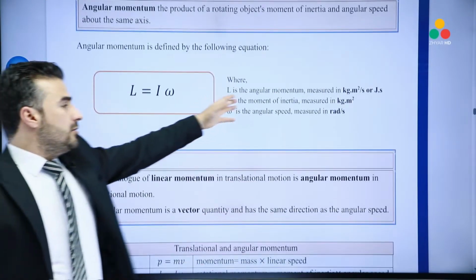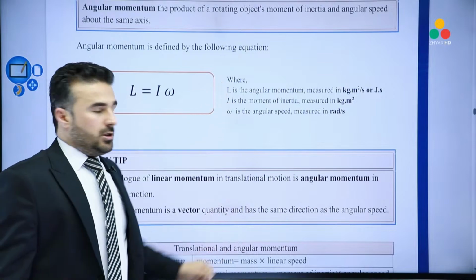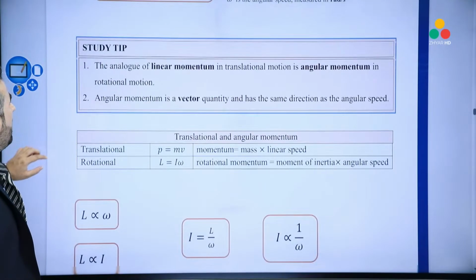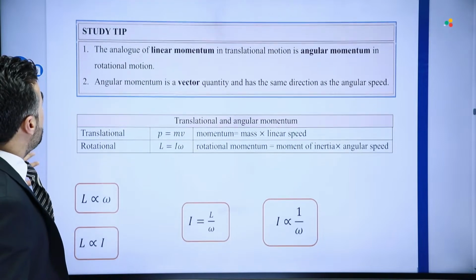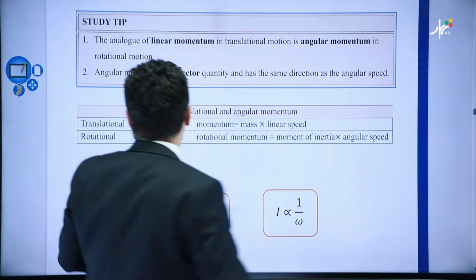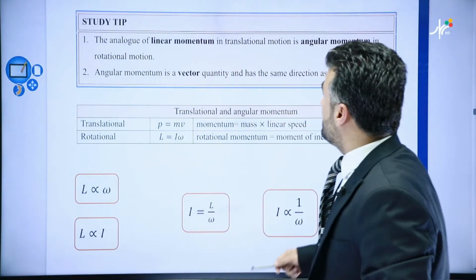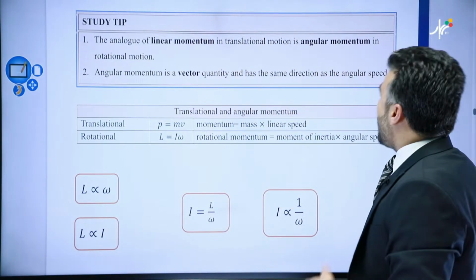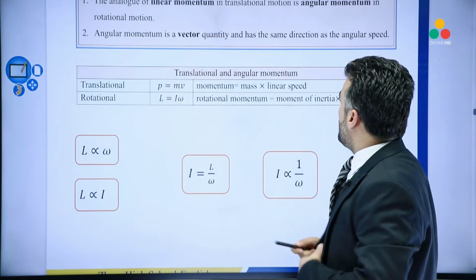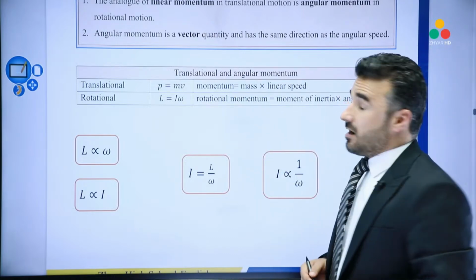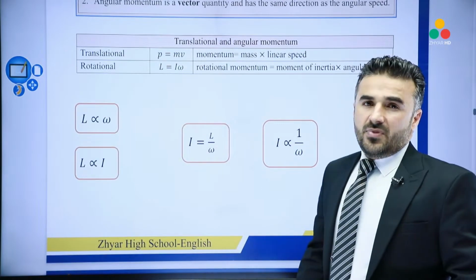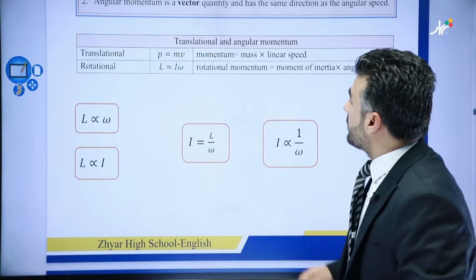You can see the units in which what each letter stands for. Now, the analog of linear momentum in translational motion is the angular momentum. We've talked about this. By the way, angular momentum is a vector quantity and has the same direction as the angular speed. And of course, we can measure that using the right hand rule.